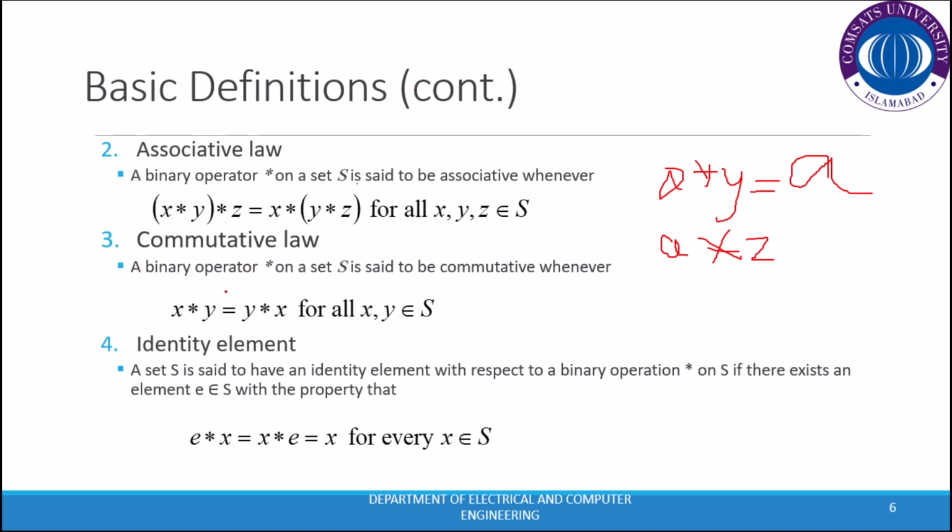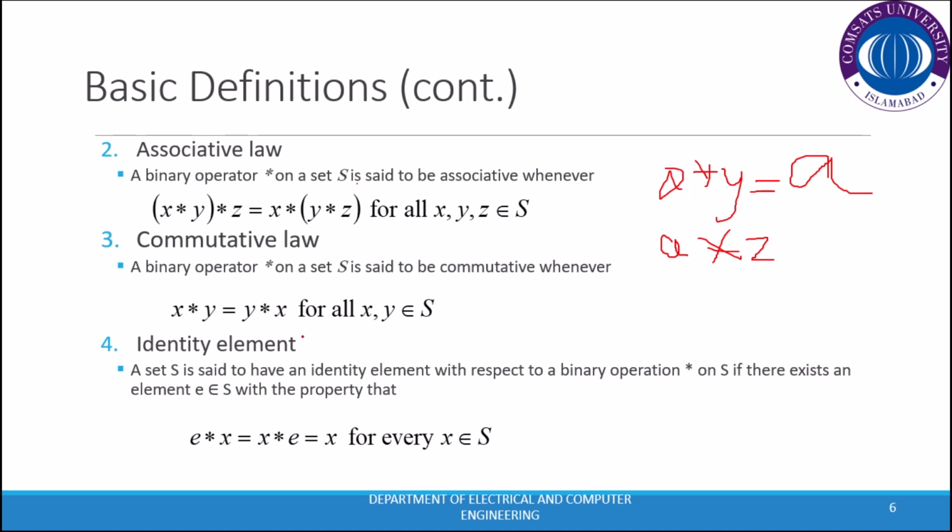Commutative law means that when we apply a binary operator, if the order of the elements does not make any difference, then we say it's a commutative law. It means here we can see that x * y is equivalent to y * x, and x and y both belong to S. This is the same as in our simple mathematics. When we apply a plus sign on two numbers, the order of the two numbers does not make any difference. For example, 2 plus 3 will also give 5, and 3 plus 2 will also give 5.